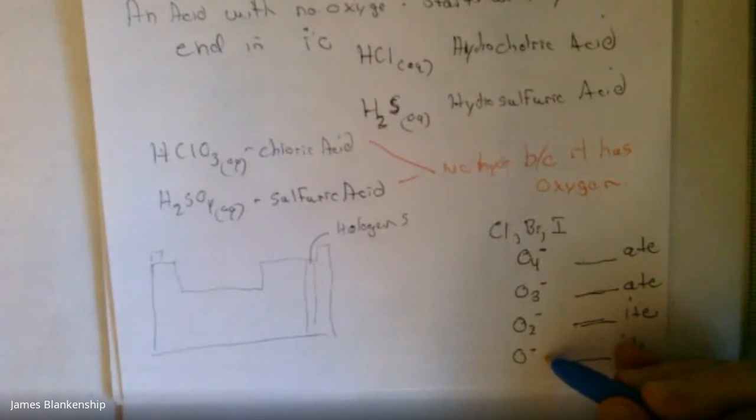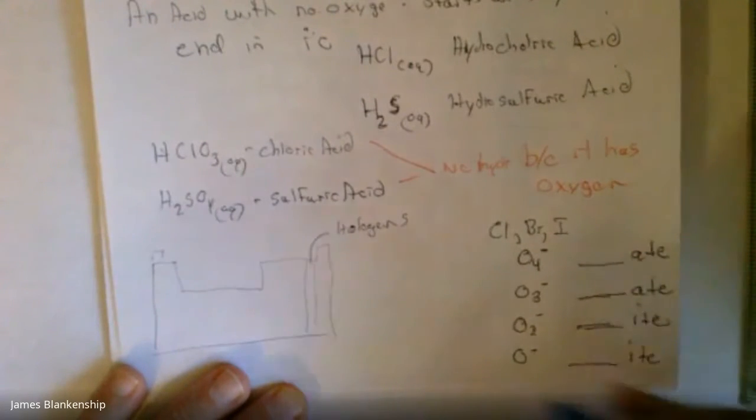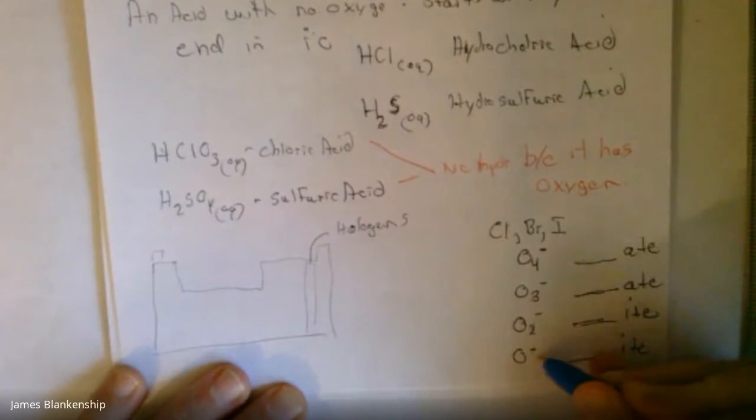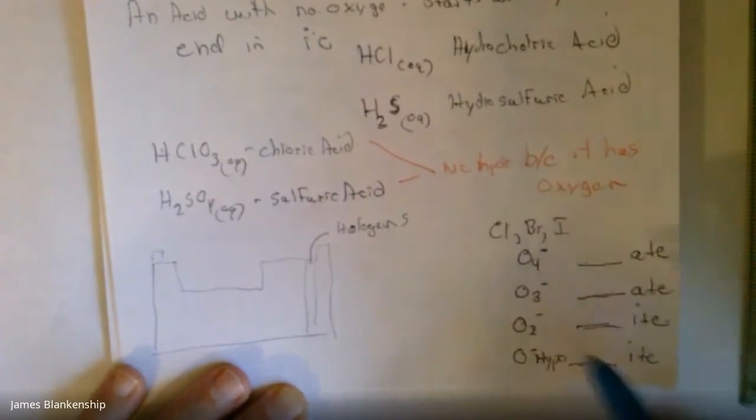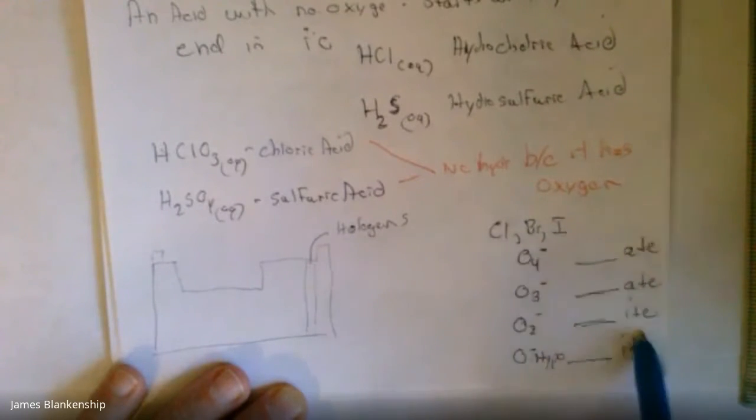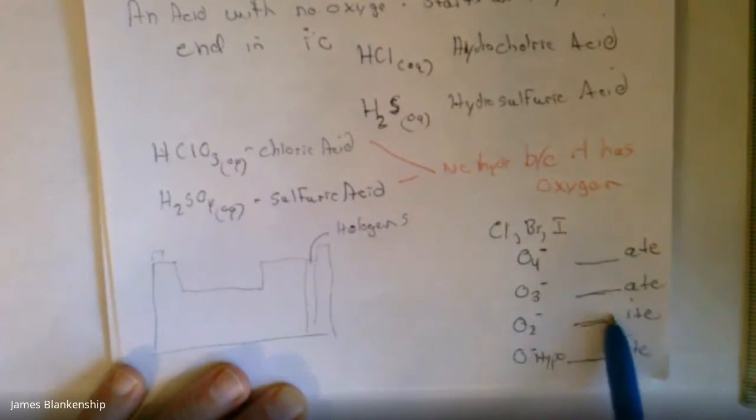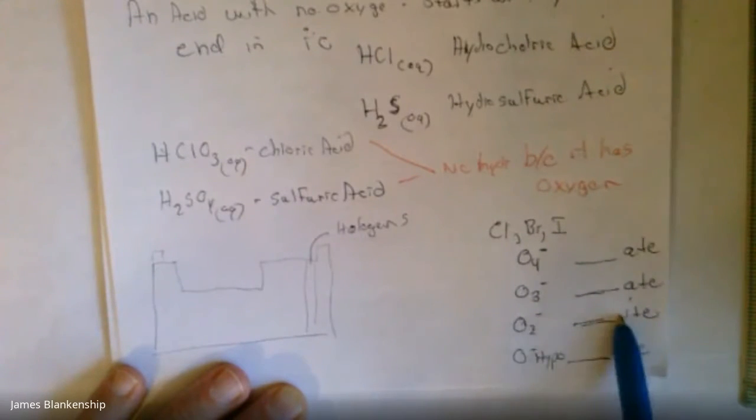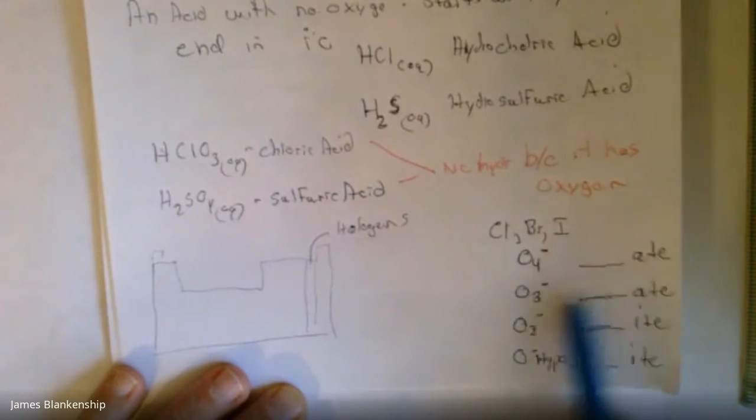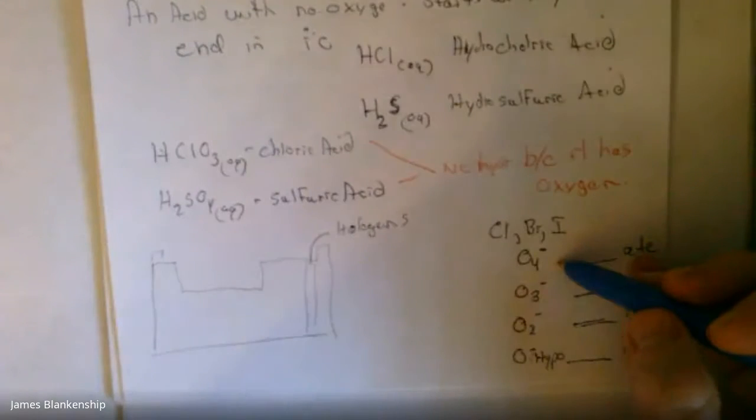So the way I think of this is if someone has low blood sugar, what they generally say they have is hypoglycemia. So our lowest number of oxygens, just a single oxygen, is going to be hypo, and then it would either be hypochlorite, hypobromite, or hypoiodite. This would be chlorite, bromite, or iodite. This would be chlorate, bromate, or iodate.